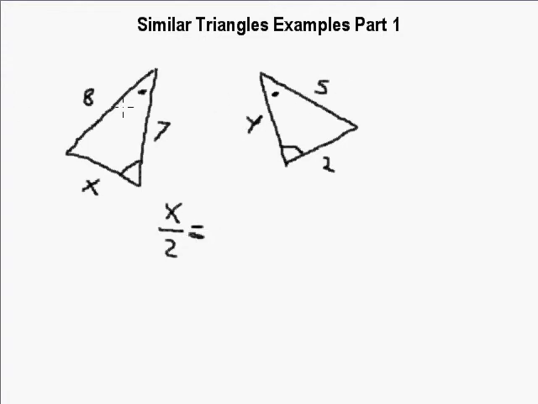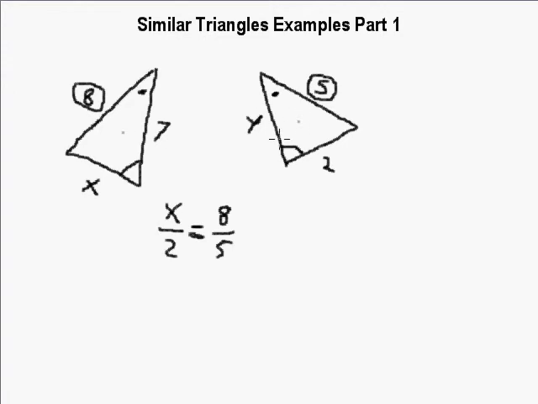Now what are my two known corresponding sides? Well, 8 and 5. I can't use 7 and y because I don't know y. And if you have an x and a y in one equation, then things are going to go badly. So 8 and 5, those correspond because, again, they're dot and blank and dot and blank. Now, because I'm going from x over 2, I have to go from 8 over 5.